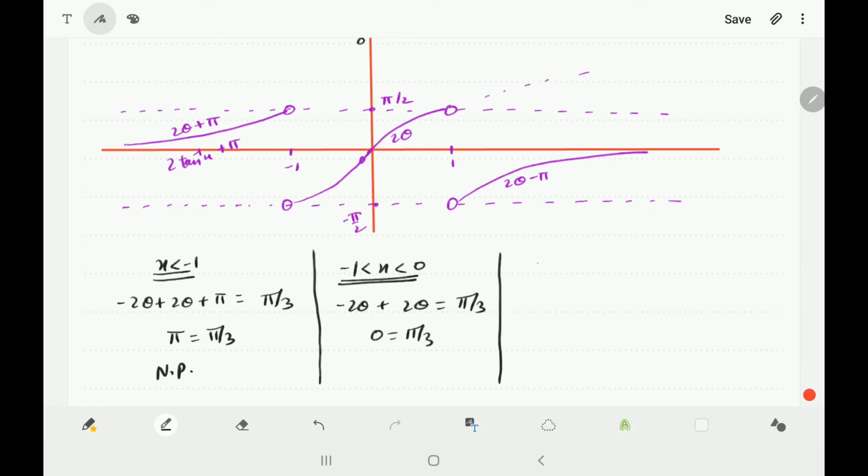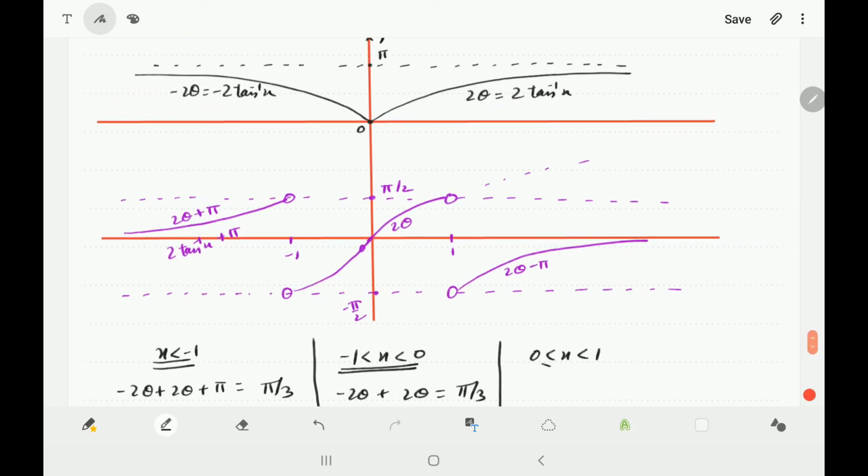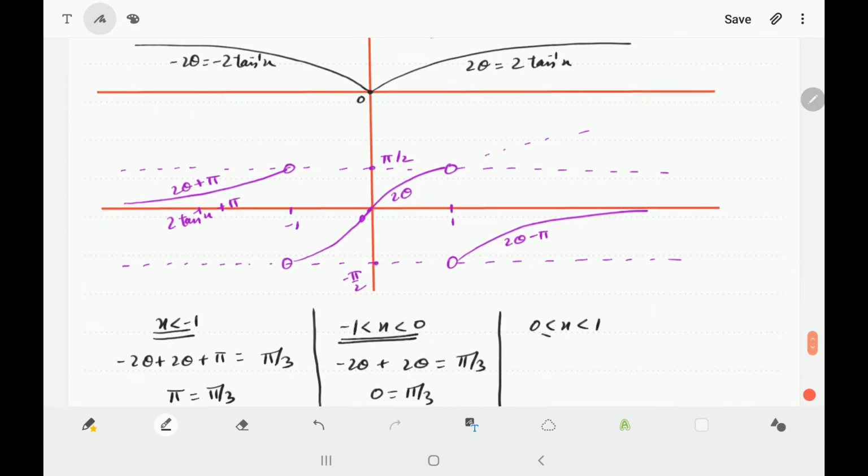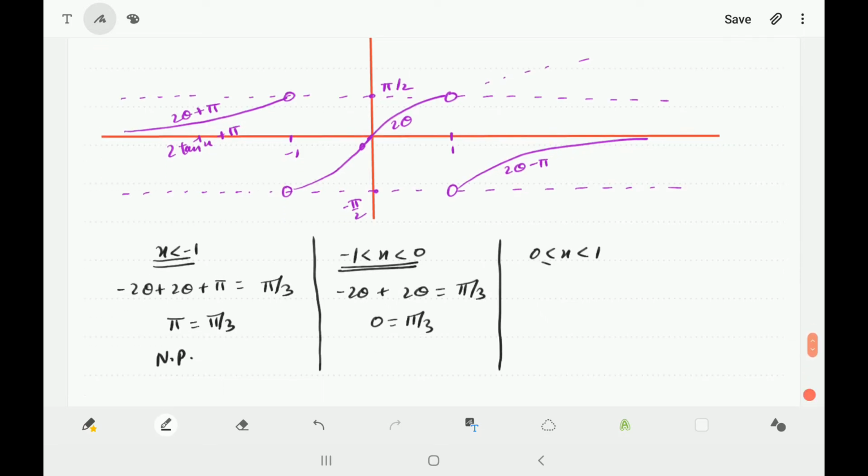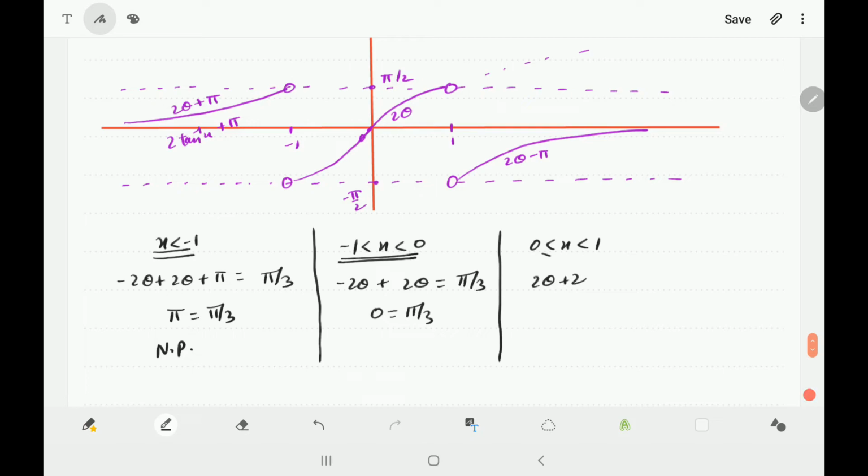Okay, next move on to 0 to 1. Considering 0 in both the terms, you can take it in any interval, so I am just considering 0. So at 0 it is obviously 0, so it cannot be equal to pi by 3, so 0 won't come in the answer. From 0 to 1 we have both the functions opening up in 2 theta. This is equal to pi by 3, so it means 4 theta is equal to pi by 3, theta is equal to pi by 12.